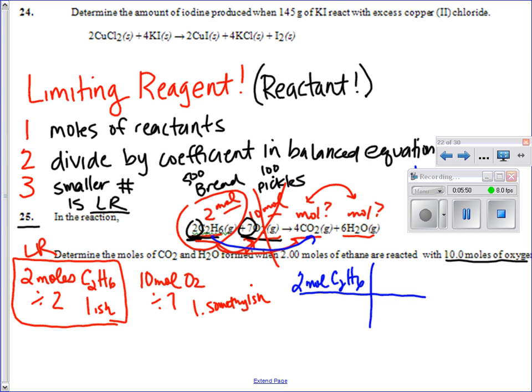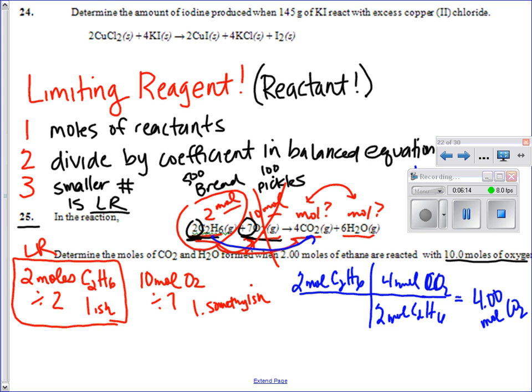Yeah, I'm in moles. So for every 2 moles of C2H6 I have, how much CO2? 4 moles. And this is a great problem, CO2, because they're asking for moles of product. I don't even have to go to grams. So how many moles of CO2? 4.00 moles.